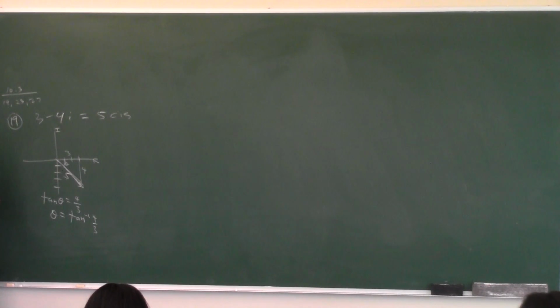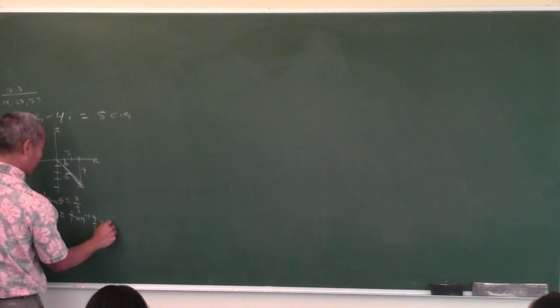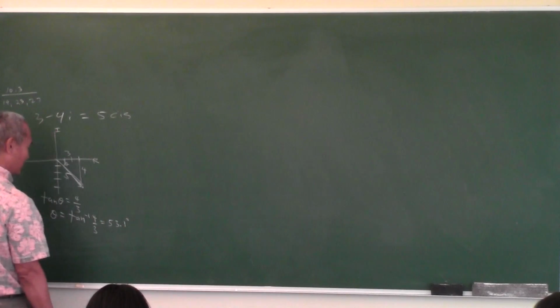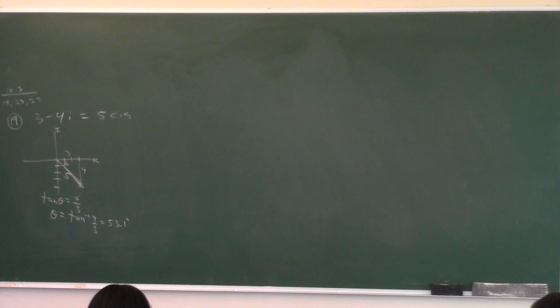If you punch this in on your calculator, let me think. Don't tell me. 53.1 degrees. Yeah, I still got it. I didn't know that's correct, I just know. I don't know 3 decimal places though. Why don't we just go with 53.1 degrees?